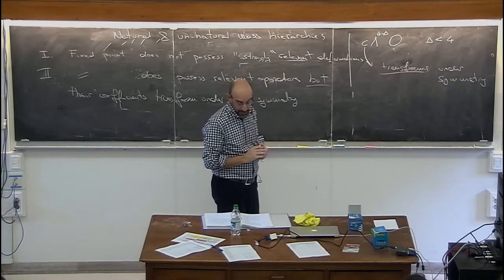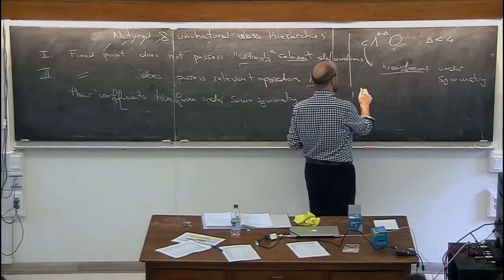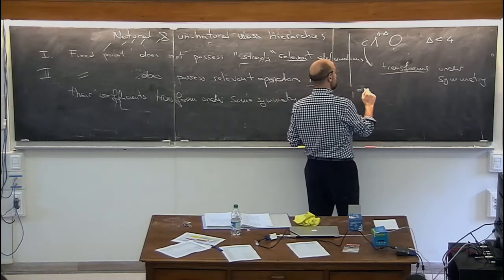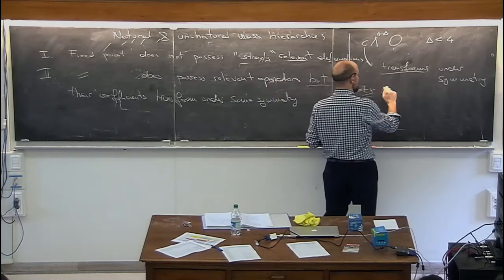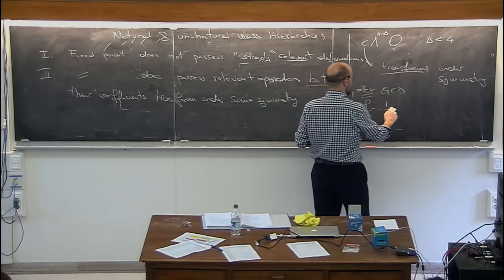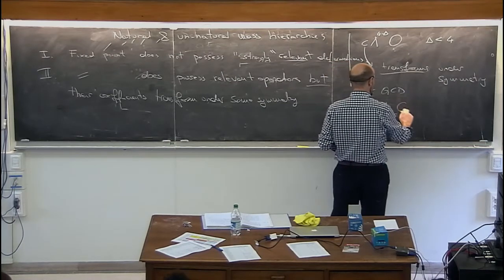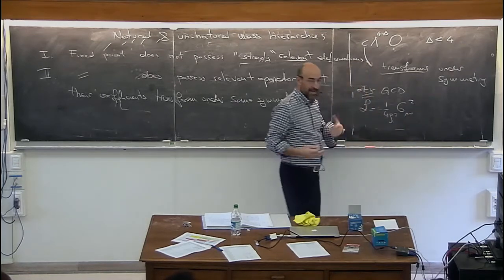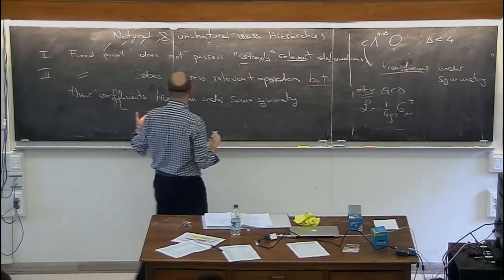And examples of these are QCD. An example of this is QCD, where the Lagrangian is, of course, the gauge kinetic term, which is marginally relevant, as I discussed before. I erased it, of course.